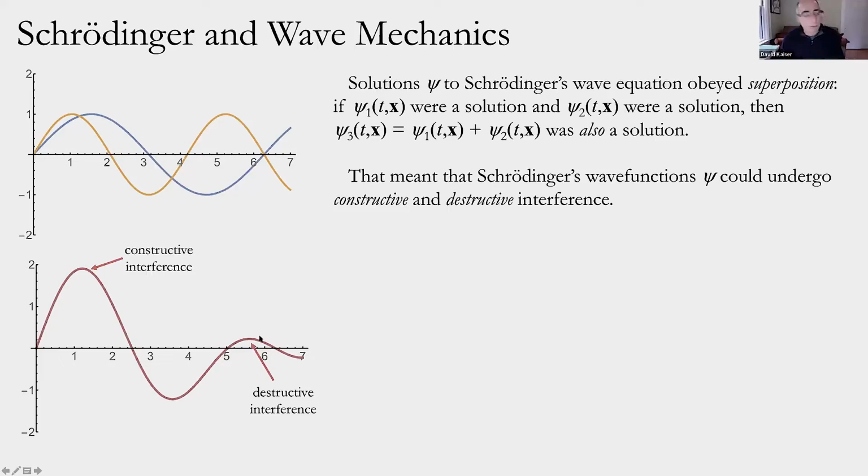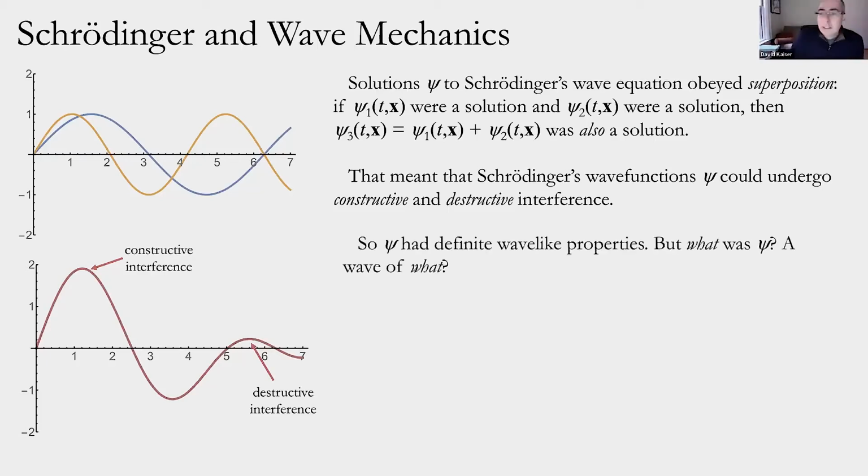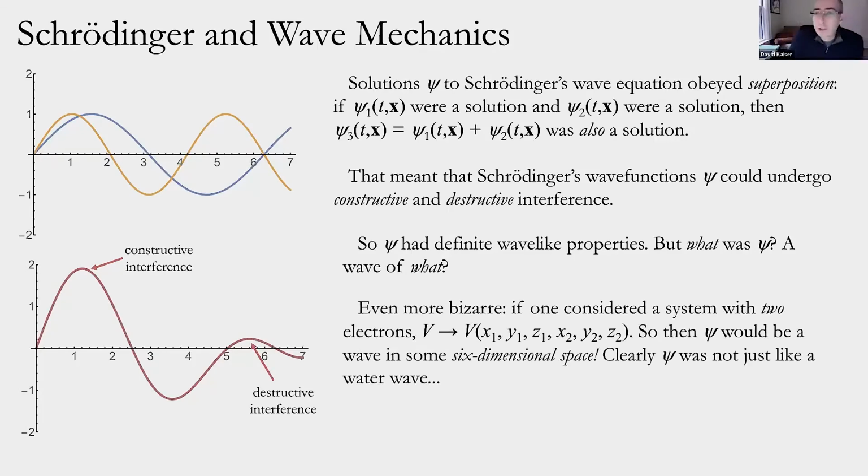All those things that are familiar from water waves, from sound waves, from light waves in a Maxwellian context, all those things seem to carry over to solutions of Schrödinger's wave equation as well, even though it's seemingly describing something like an electron. So that really forced the question, if this wave function psi has definite wave-like properties, what was it? What was it a wave of or in? It starts to sound like the questions about light that we began this class with. So what is doing the waving if psi behaves like a wave?